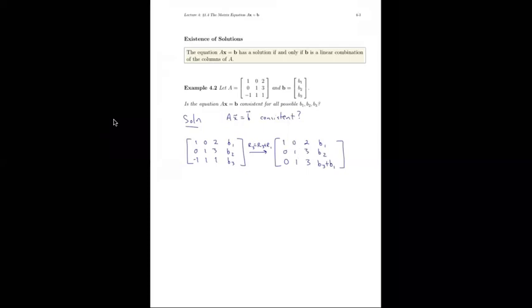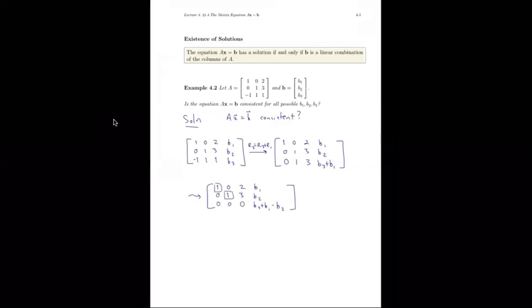So we'll do row 3 is equal to itself minus row 2. And we see pretty easily that when that happens, row 2 is still as it was. We have 0, 0, 0, B3 plus B1, and we subtracted row 2, so this is minus B2 here. And we landed in this position. We're in reduced row echelon form.